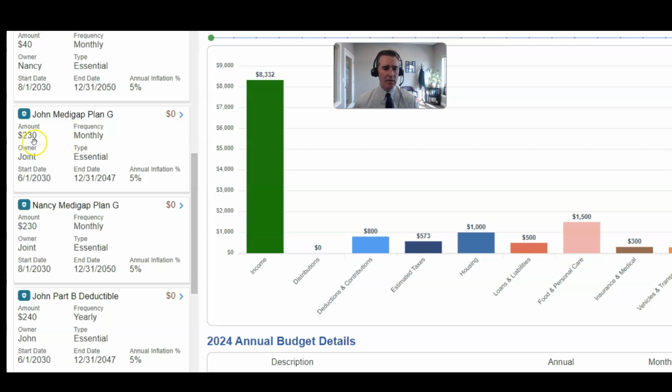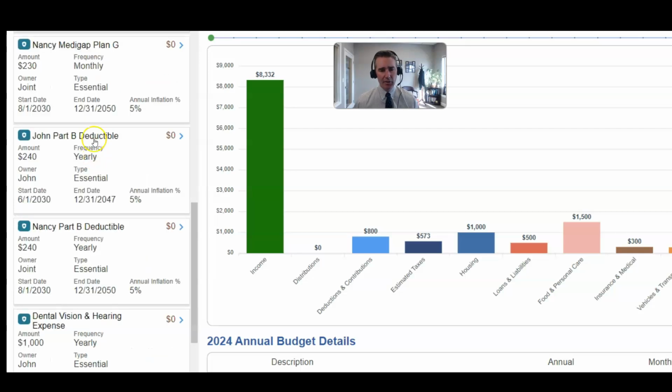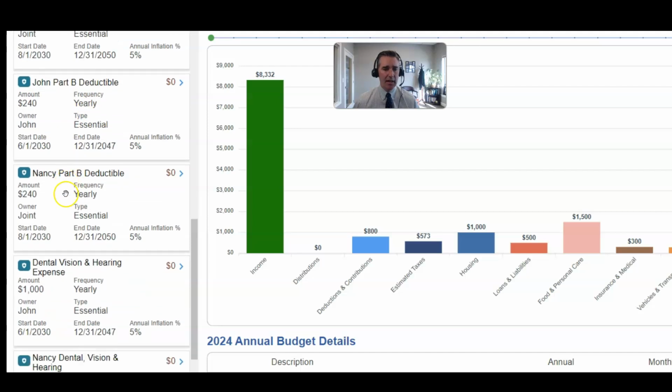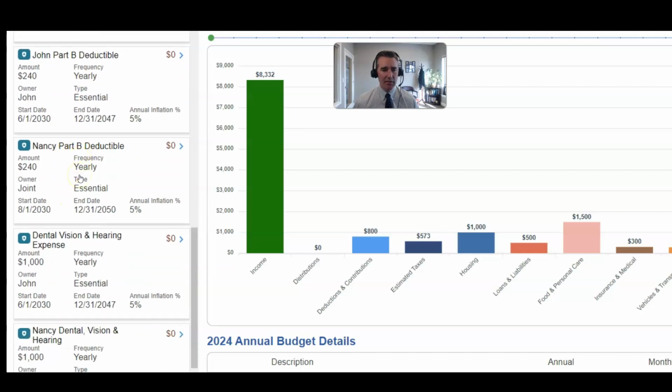And right now in the state of Washington, an estimate for that is about $230 per month. It could be a little bit less or a little bit more, just depending on the company that you choose to purchase the insurance from, but that gets us in the ballpark. Then they're each going to have an annual deductible. So the Part B deductible for each of them is $240. That's a yearly expense. And same thing for Nancy.